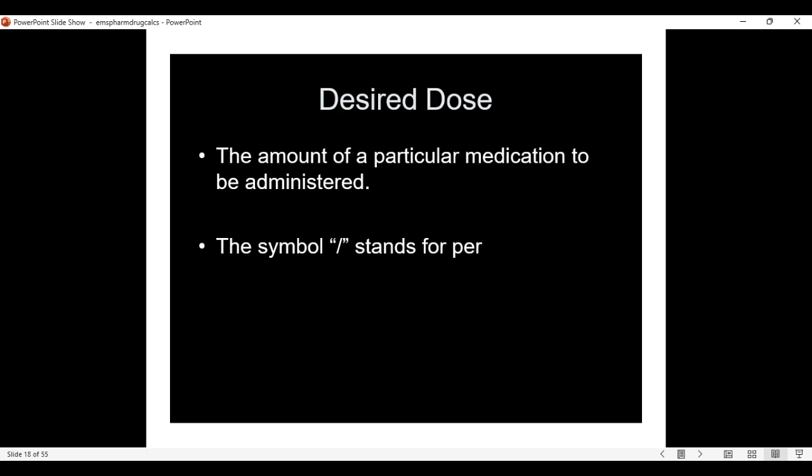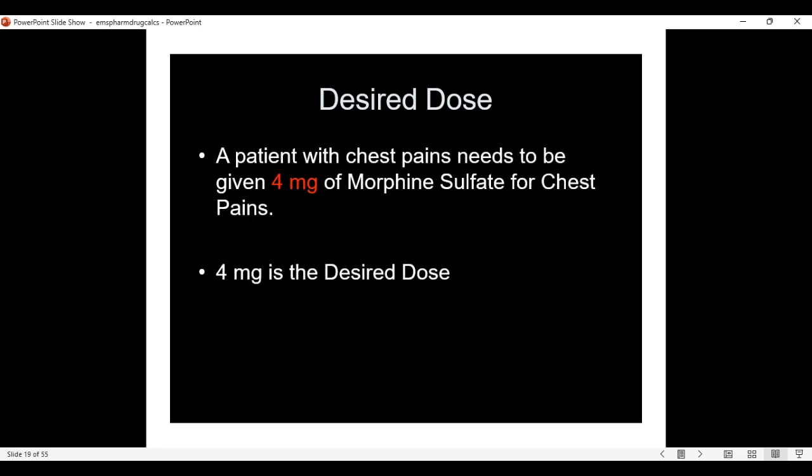A desired dose is the amount of a particular medication to be administered. This is our dose. This is what we want. The symbol / stands for per. So like 5 milligrams per kilogram per minute. A patient with chest pain needs 4 milligrams of morphine sulfate for chest pain, so 4 milligrams would be the desired dose.